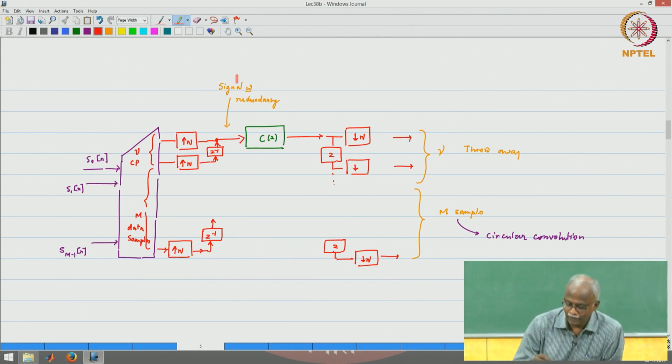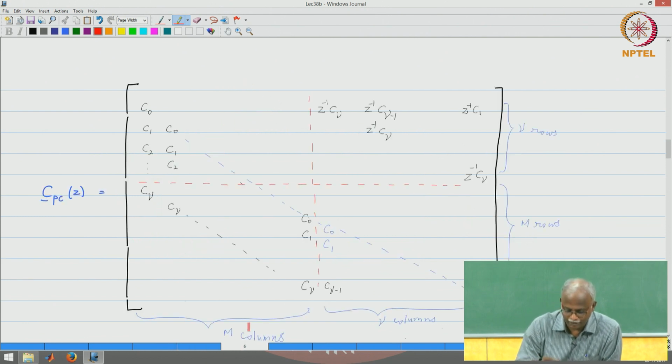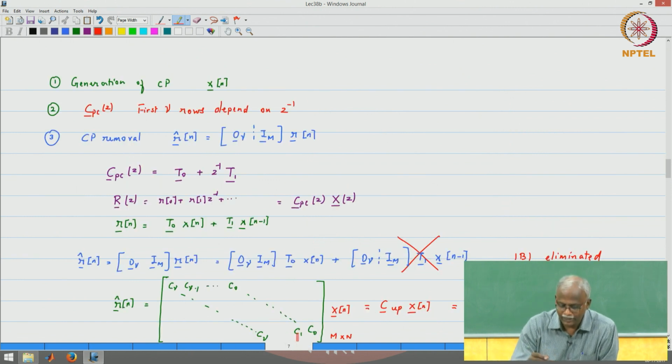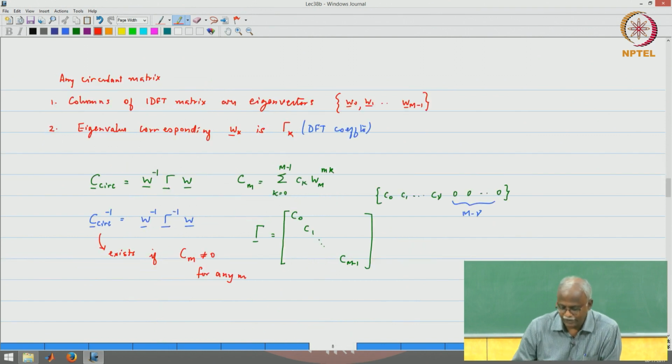Then you make it from parallel to serial, that becomes a signal with redundancy passing through the channel. The channel will do linear convolution, that is always the case. But we showed that, as we did with the matrix, this is the overall matrix, and once we did the CP removal, what was left is this matrix, which is C_UP, and then multiplied by F_CP becomes a circulant matrix.